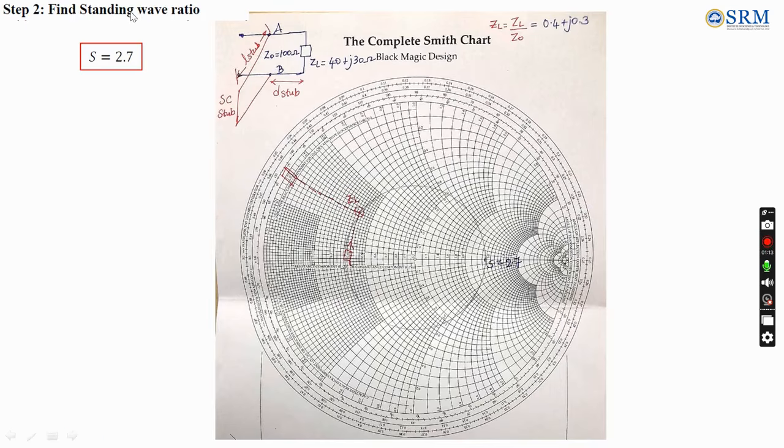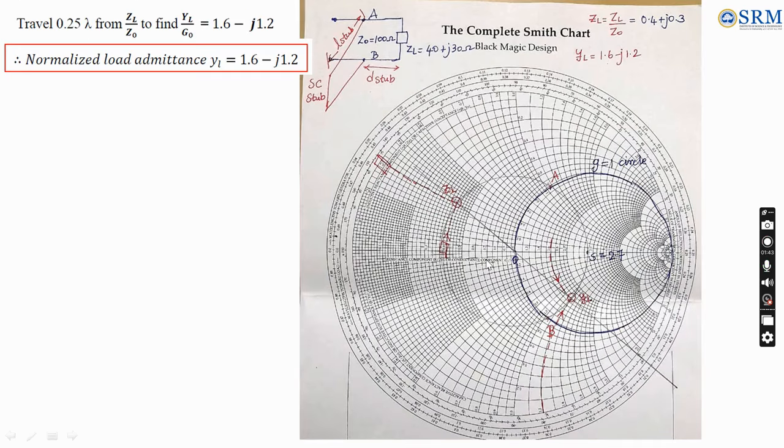And to find the standing wave ratio, what we should do is, taking the center of the Smith chart as the center of the circle and the radius as this particular point ZL, draw a constant VSWR circle. And where this VSWR circle touches the real part of the reflection coefficient axis, that is the VSWR value. So we can see it is lying in between 2.6 and 2.8, that is 2.7 here, right?